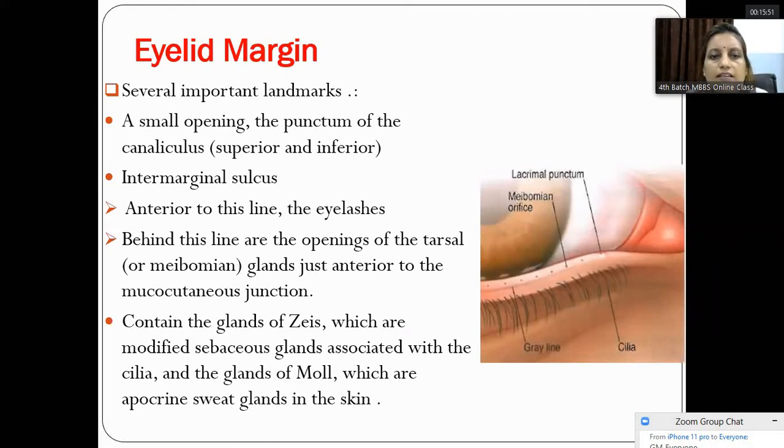So this contains the glands of Zeis, which are modified sebaceous glands associated with the cilia, and the glands of Moll, which are apocrine sweat glands in the skin. So what type of glands are these? Where are these situated? These are frequently asked questions in chalazion also.